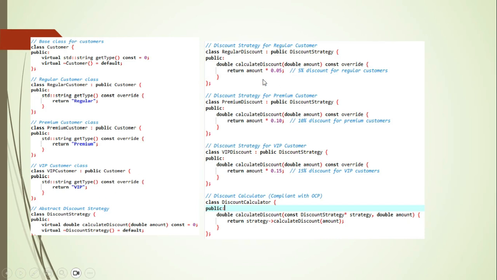So if we see all these derived classes, we have the same method calculate discount in all of them. But the percentage is different. Here you can see it is returning amount, which will be passed here as a parameter, multiplied by 0.05, 0.10, 0.05. So the override keyword ensures that these methods override the abstract calculate discount. Here is the calculate discount method in the discount strategy abstract class.